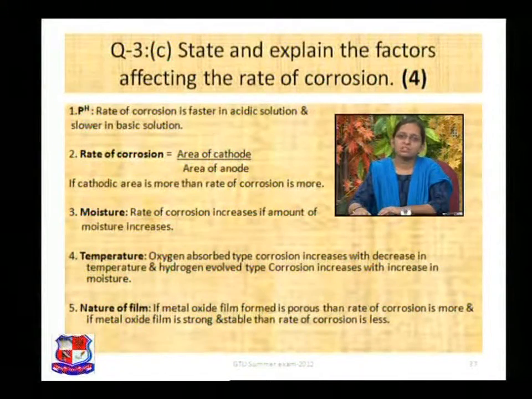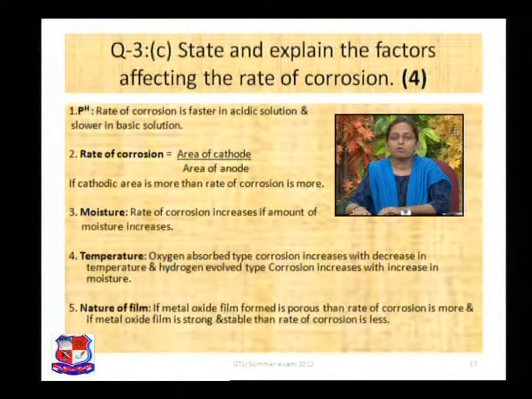The third factor is moisture. You are all very well aware that if the amount of moisture is more, then the rate of corrosion is also more. The fourth factor is temperature.